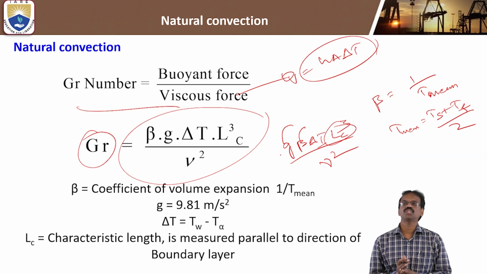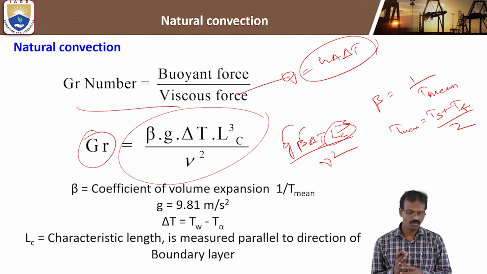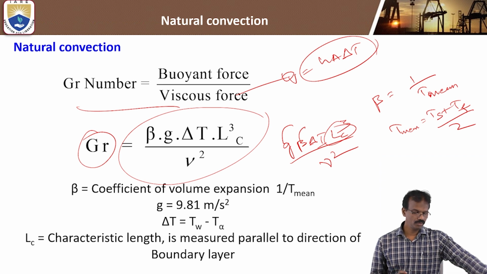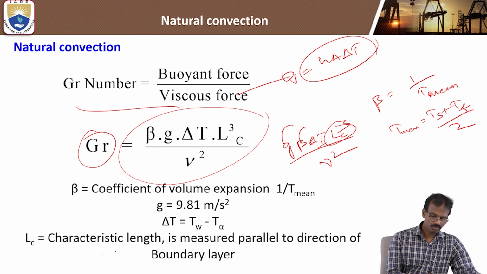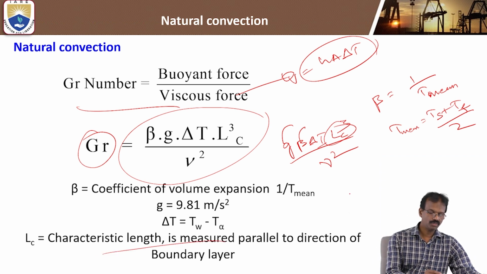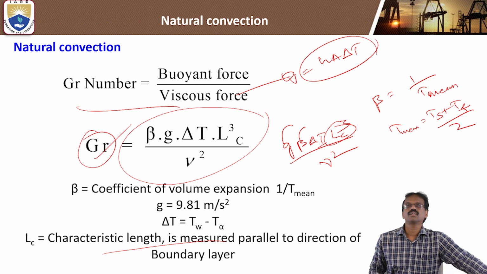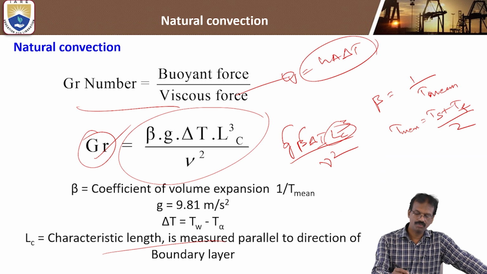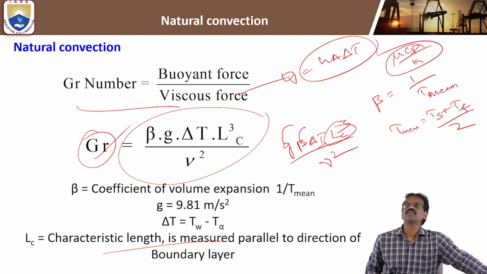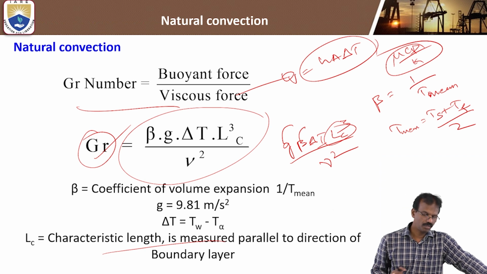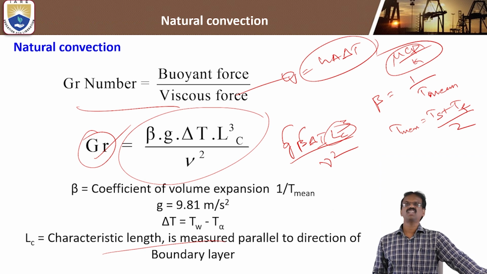It depends upon the geometry, which type of geometry you are using to move the fluid. Okay. So by using all the parameters, you can find out the Grashof number. And the Prandtl number you can take directly from the data book. Otherwise, you have to find it using mu Cp by K. You can find out the Prandtl number.